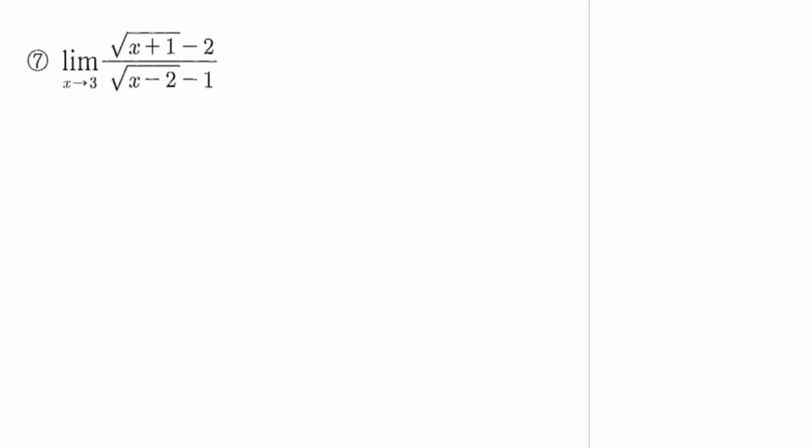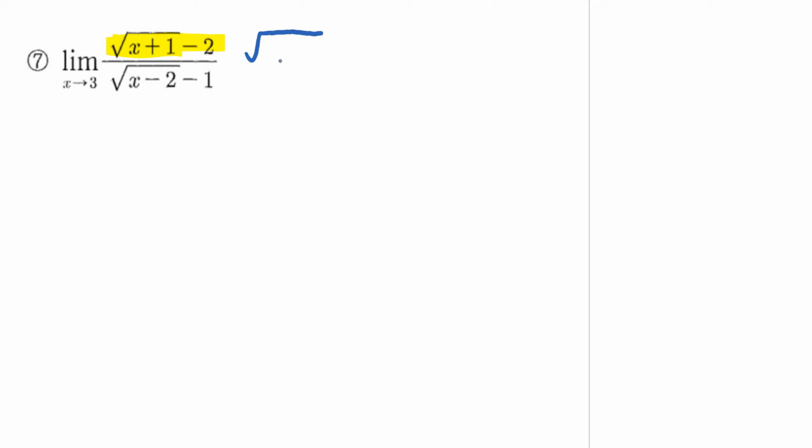And for question number 7, you'll notice that there's a radical on the numerator and a radical on the denominator there. So what we're going to do is multiply by the conjugate twice. So this one's a little bit different here. Let's go ahead and multiply by the conjugate of the numerator first.